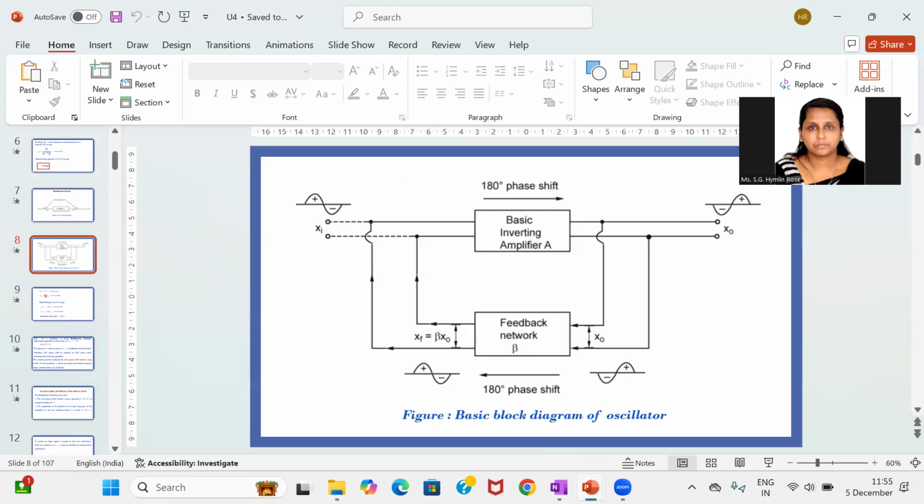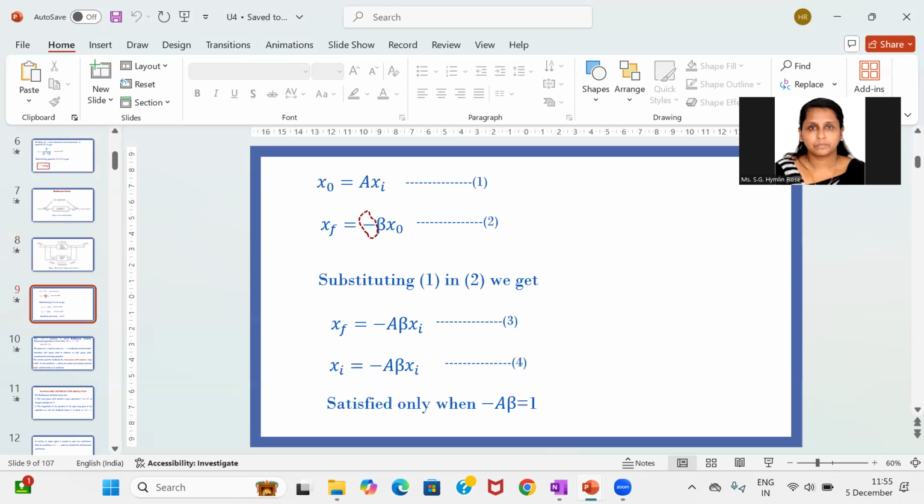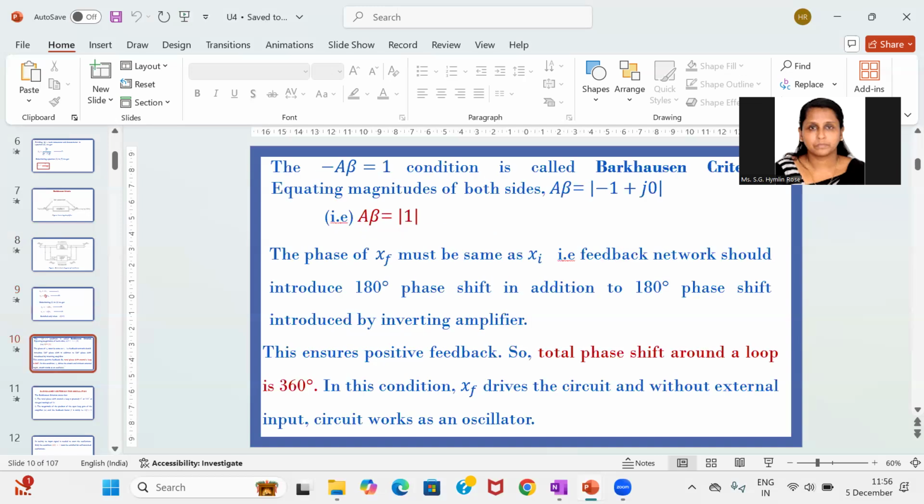What is the need for this minus beta? It is because we are going to use a 180-degree phase shift from the output to the input because of this feedback. So it is going to shift by a negative sign, so minus beta Vo. Substitute the first equation, Vo equal to A into Vi, in the second, and you will get minus A beta into Vi. Since the feedback is equal to the input, Vi is equal to minus A beta Vi. So minus A beta equals 1. This minus A beta condition is called the Barkhausen criteria. Equating the magnitudes of both sides, it becomes magnitude of A beta equal to 1.